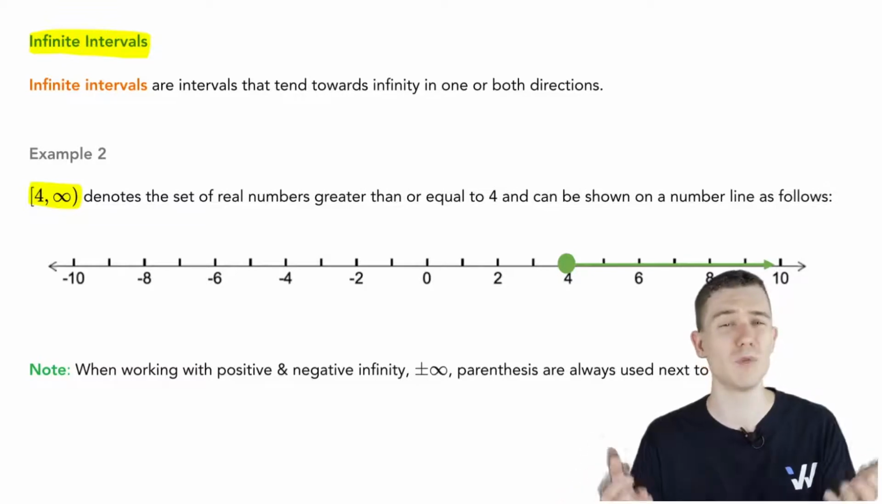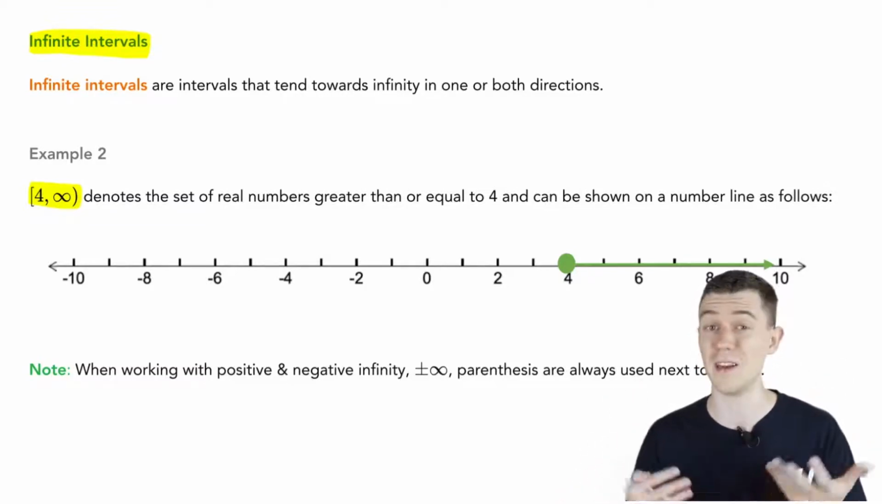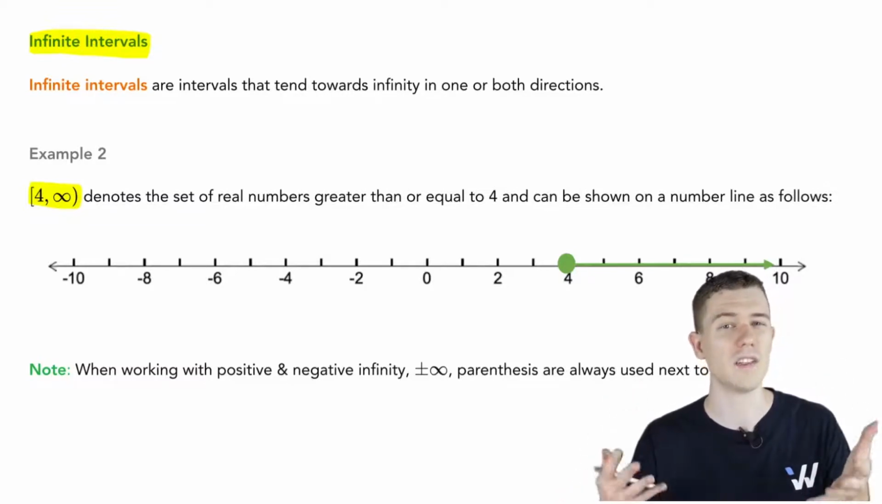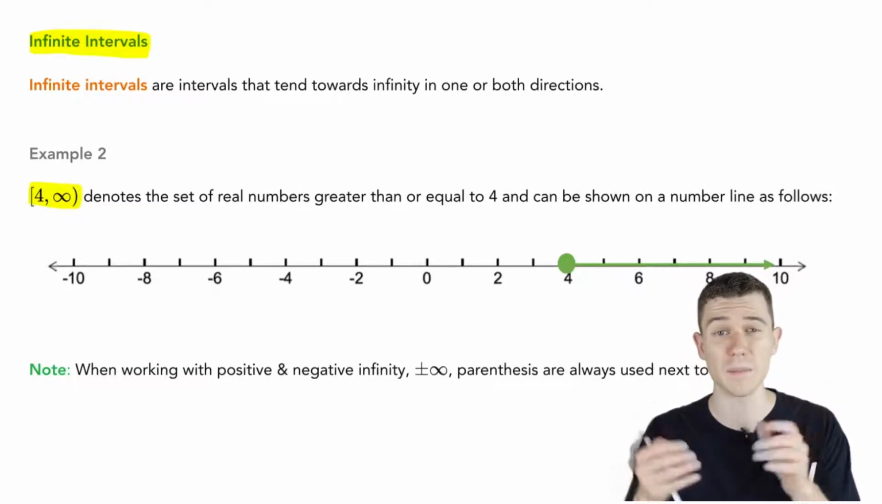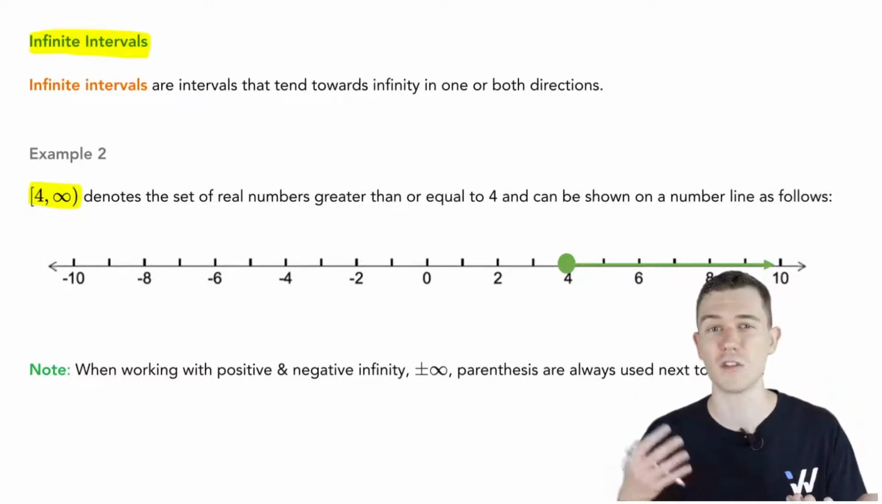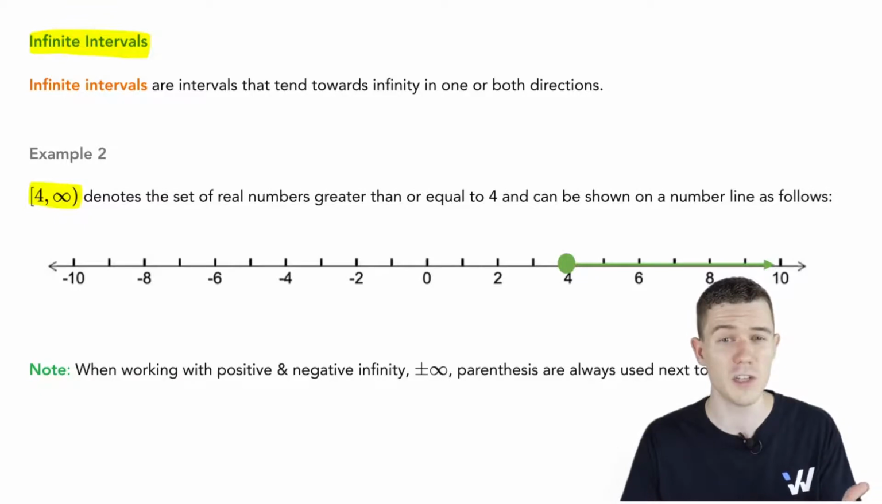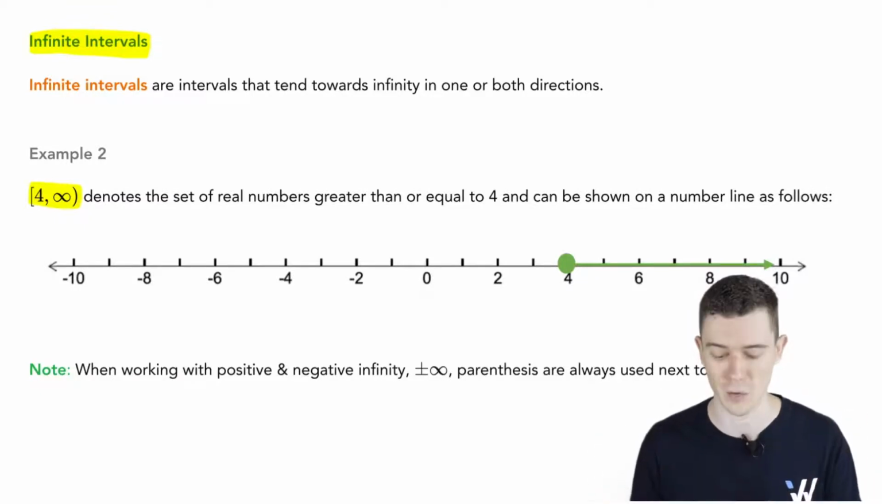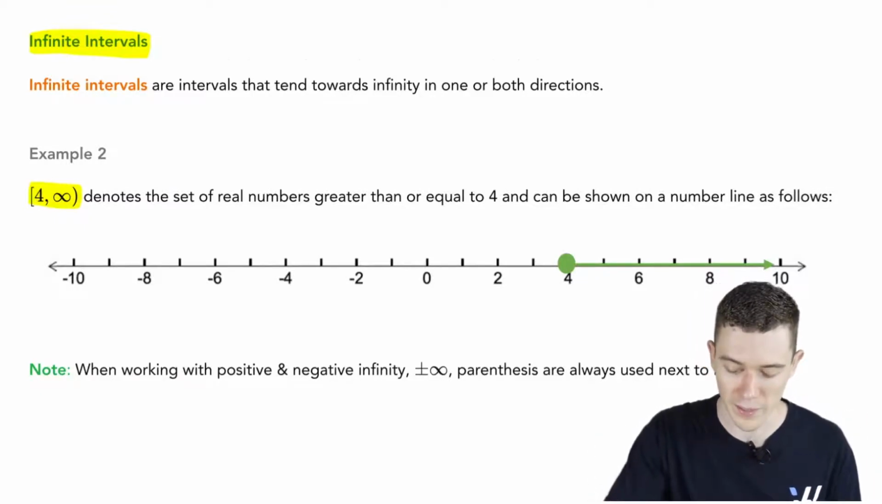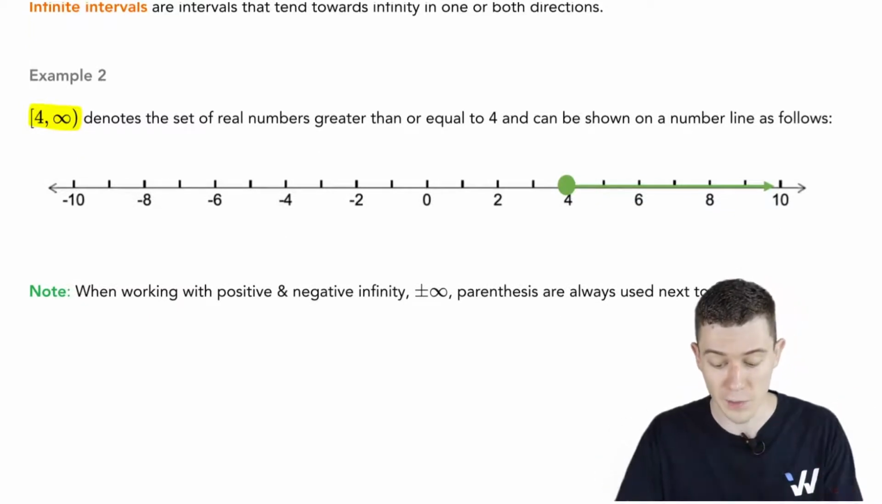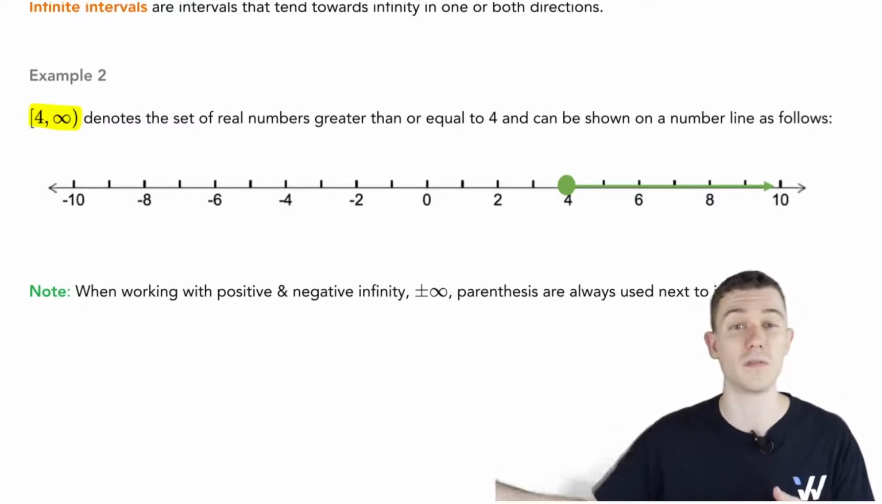Now we can't really include infinity. Infinity is an idea, not a number. It's always going to get a parenthesis. That's something to remember. Whether you're using minus or plus infinity in interval notation, you'll always put parentheses around infinity. On a number line, it looks like this. We'll see it's filled in at 4, and it goes off forever to the right.